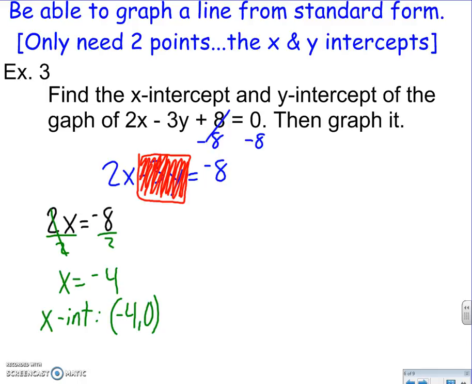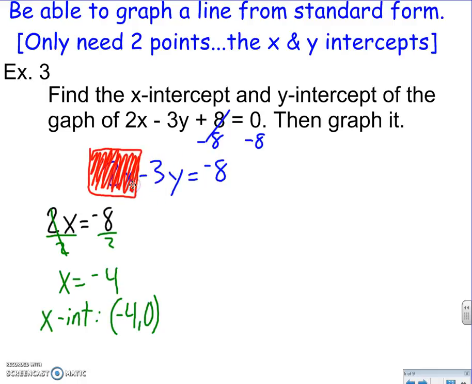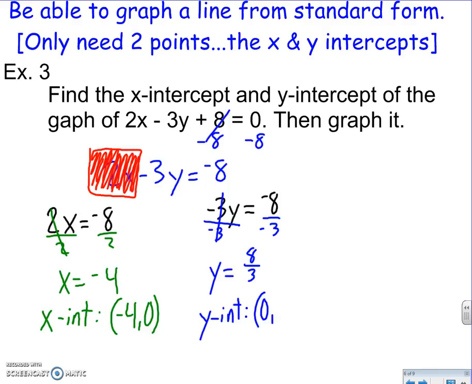To find the y-intercept, I do the same thing. I ignore the x part. So I'm going to move this to cover the x. What's left is what I solve. I have negative 3y equals negative 8. I solve that by algebra. Just do division. Divide both sides by negative 3. And y equals positive 8/3. I'm going to leave that fraction. So the y-intercept is 0, 8/3.